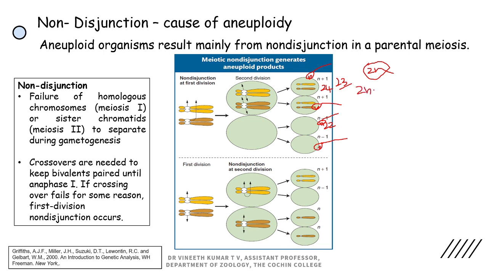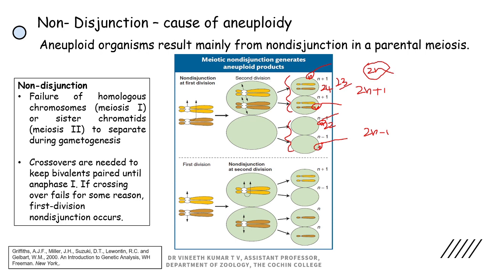This one will be 2n plus 1, and this will be 2n minus 1. As a result, I have taken a situation where these eggs are fertilized by normal sperm. Here, these two will result in the condition which is called trisomy.